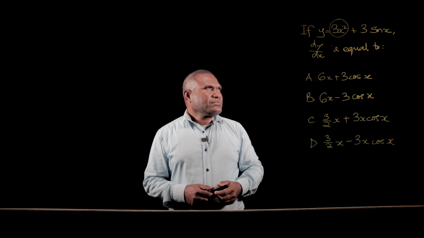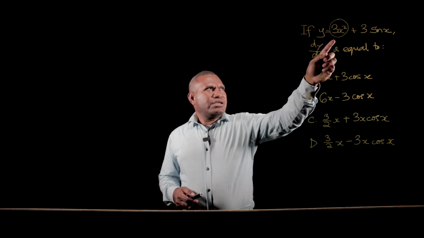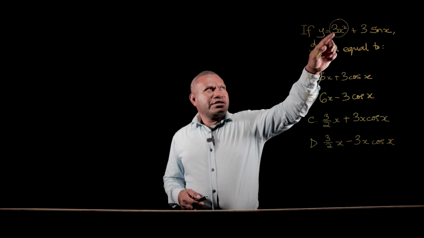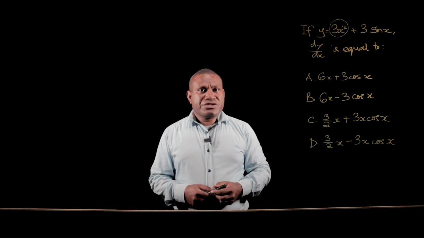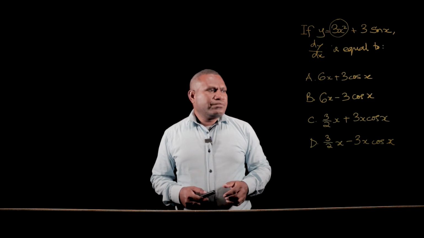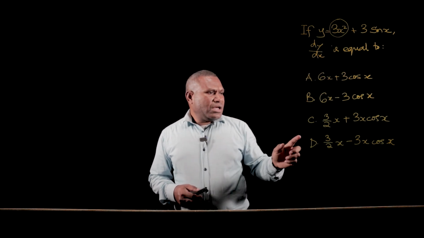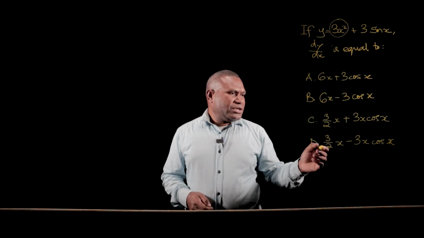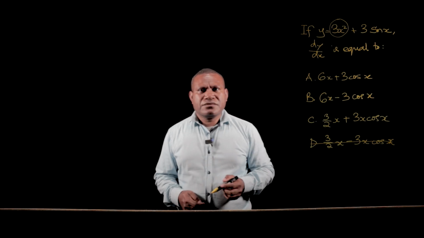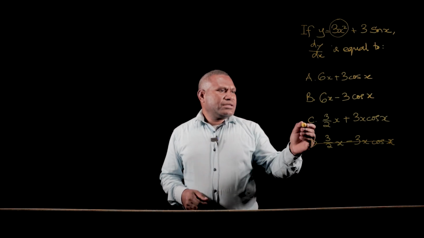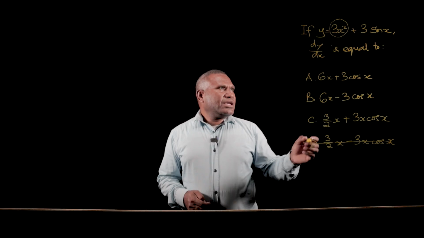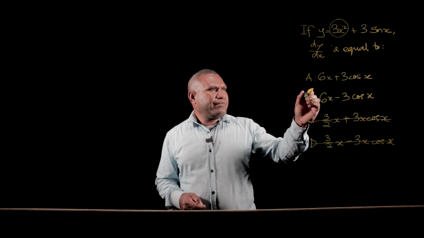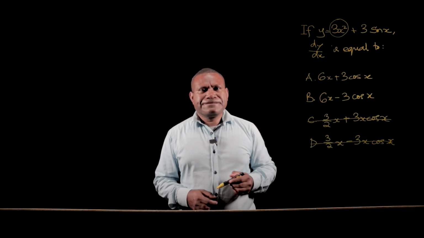The rule is you bring the exponent in front and multiply by the coefficient, and that will give you the derivative of this term, 6x. So without hesitation, the last alternative does not contain 6x, so this option is out. If I look at the third option, C, it does not contain 6x either, so this option is out. So I'm only left with A and B.